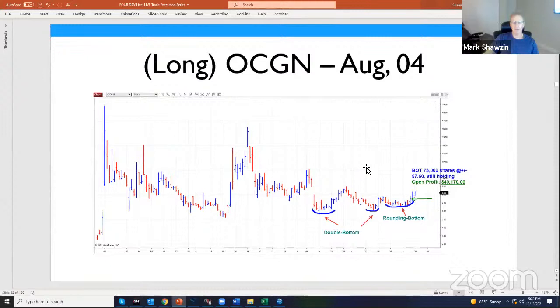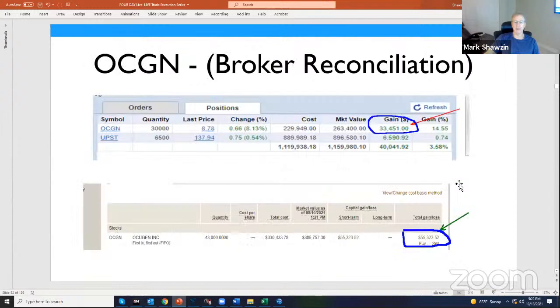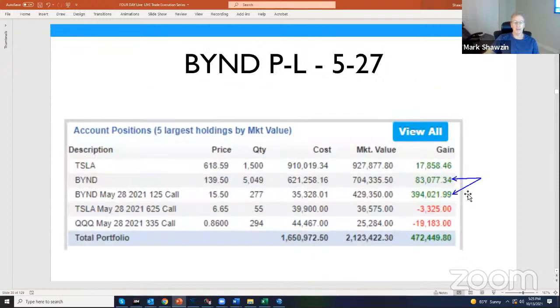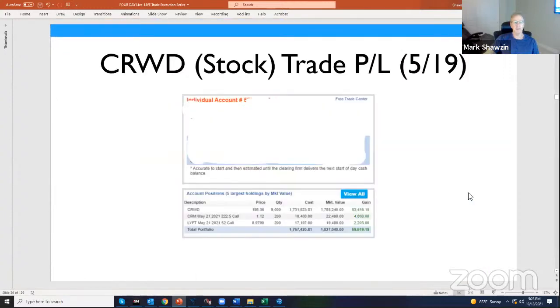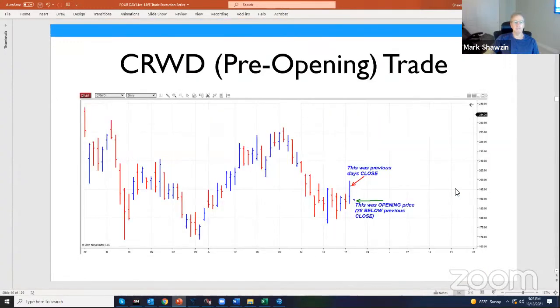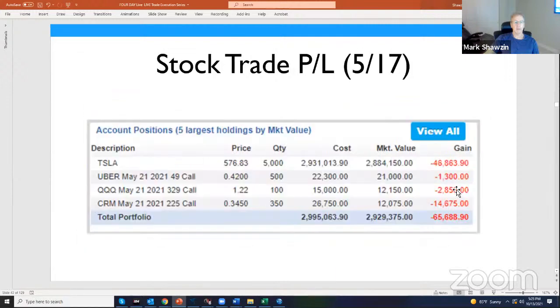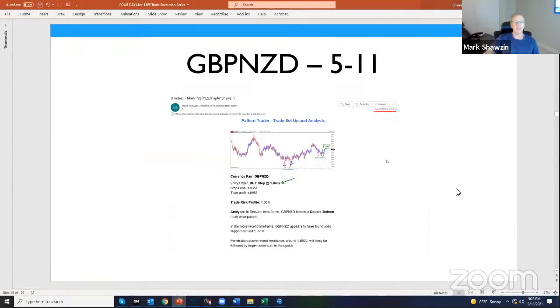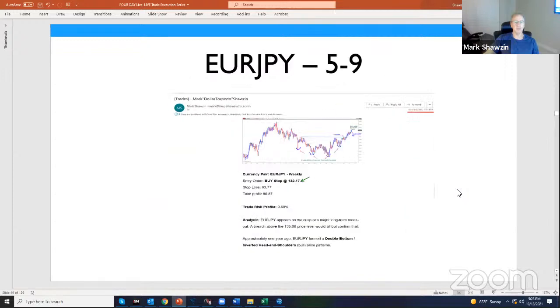So this was Oxygen, the OCGN, the stock that I just showed you. I was playing the earnings a couple of weeks ago, and bagged about 80 grand on this, made 55,000 in this account, and I was up 33 on that. So I made about 80 grand on OCGN on an earnings play. So let me just see if I can find, sorry, these are old trades. I'm just trying to go through.